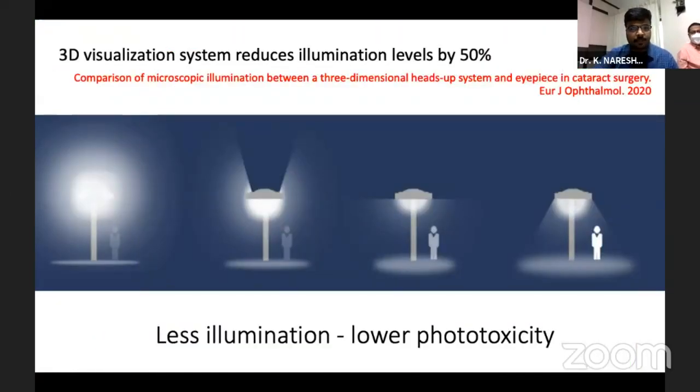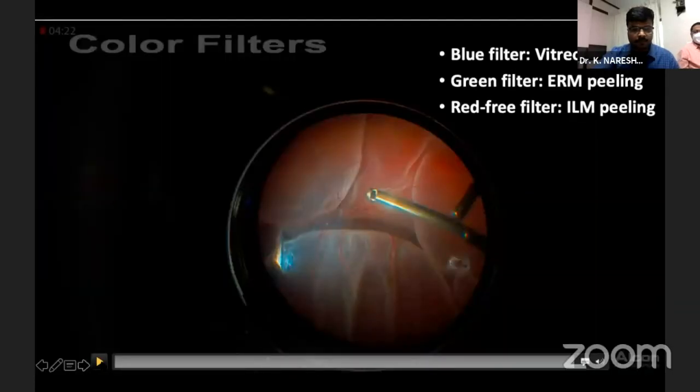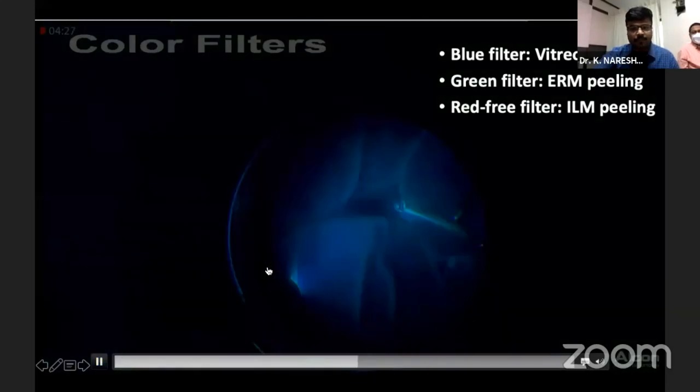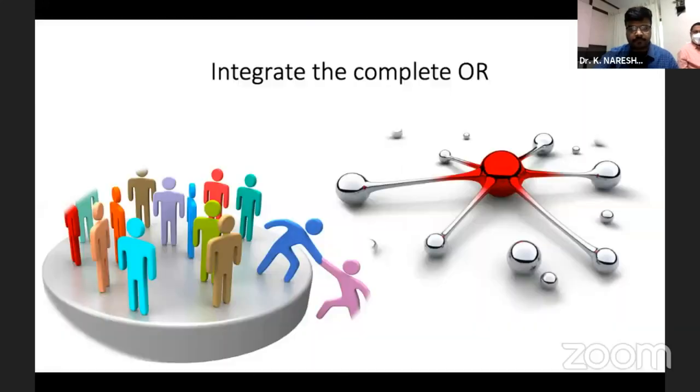3D visualization system reduces the illumination level by 50%. So that means less illumination, lower phototoxicity. There are a number of filters that are available, which we can use. Blue filter can be used to cut vitreous. Green filter can be used to do ELM peeling, and red free for ILM peeling.